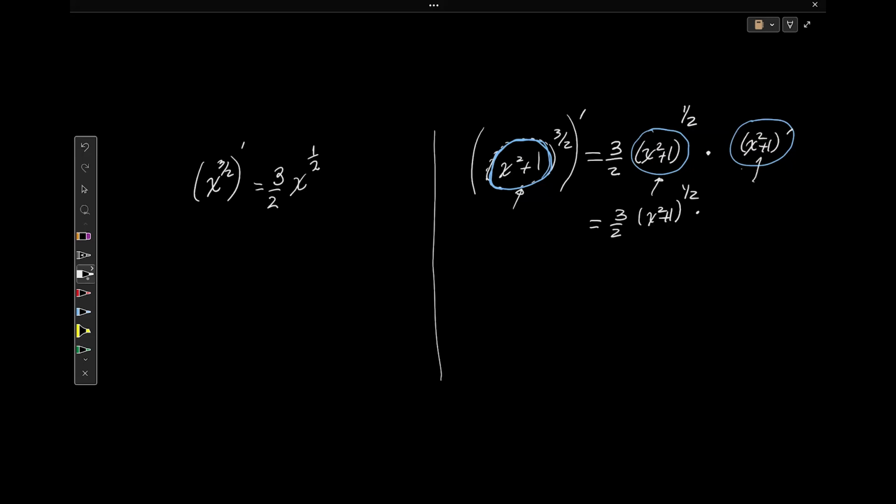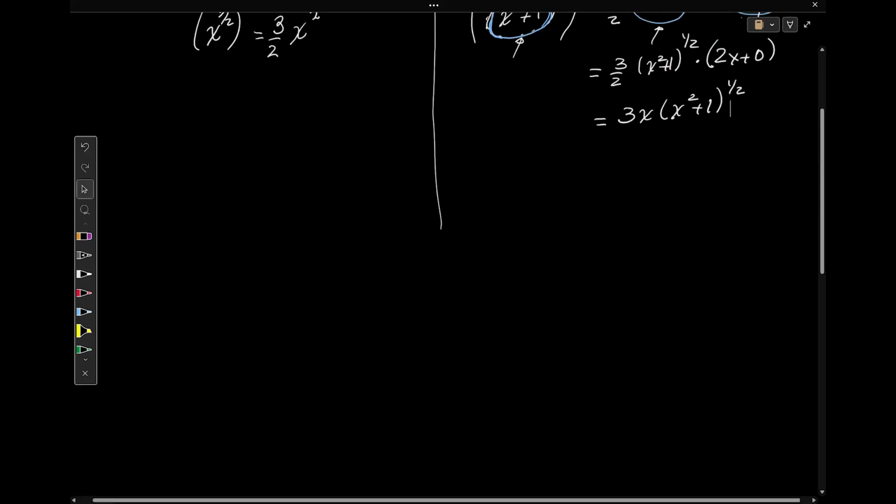Now I take the derivative of this. Now I'm concerned with what's inside. This is a polynomial, so its derivative is the derivative of every term. So it will be 2x plus 0. And now we simplify things. This 2x plus 0 is 2x. This 2 and this 2 cancel out. So we get 3x times x squared plus 1 to the 1/2. There it is.